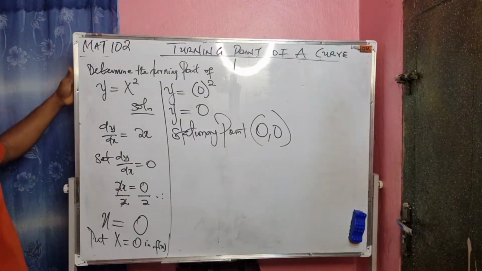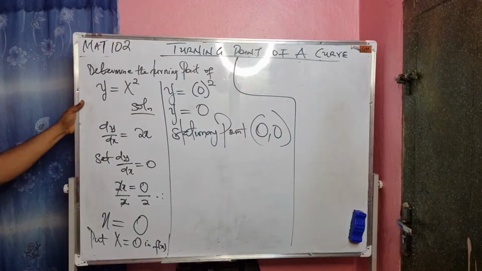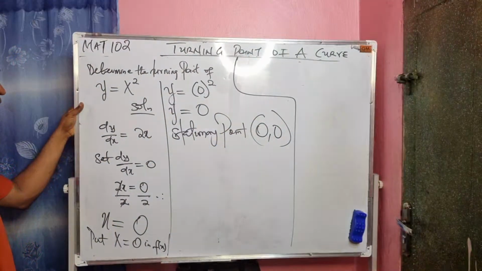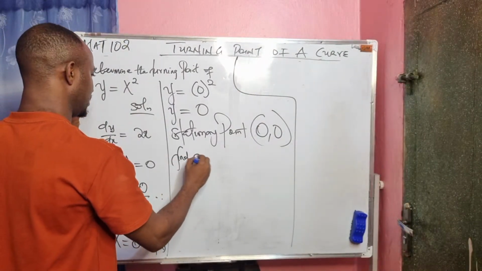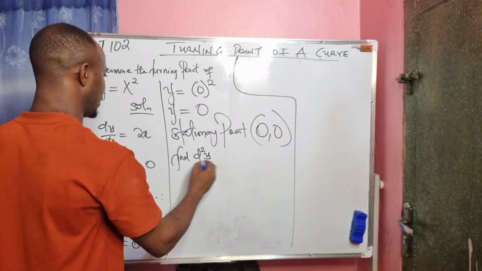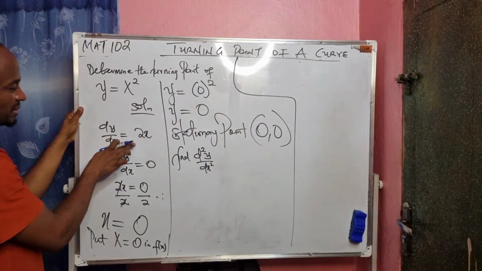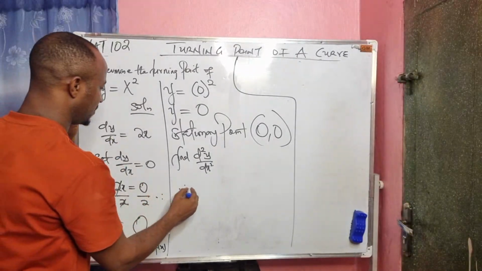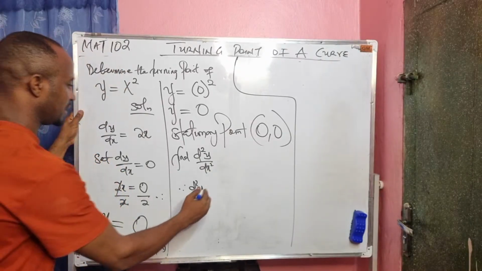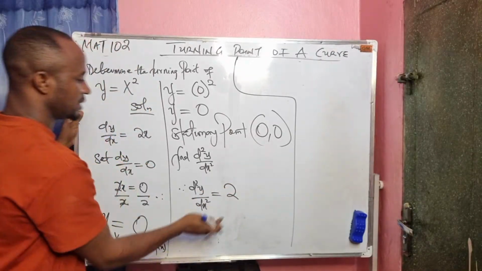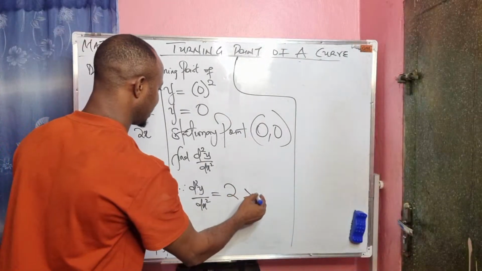Now, the next is to determine whether we have a minimum or a maximum turning point. It means I have to proceed to the sufficient condition. I have to find the second derivative, which is d²y over dx squared. So when we find that, it means I will differentiate this further. Therefore, d²y over dx squared is equal to 2. Is 2 greater than 0 or less than 0? 2 is greater than 0.